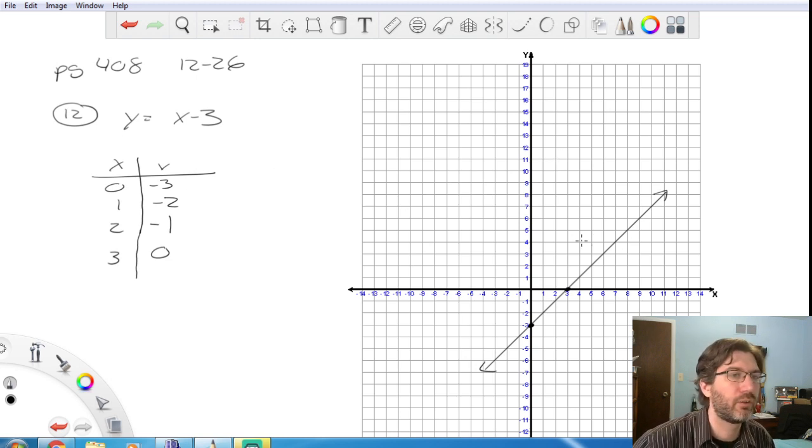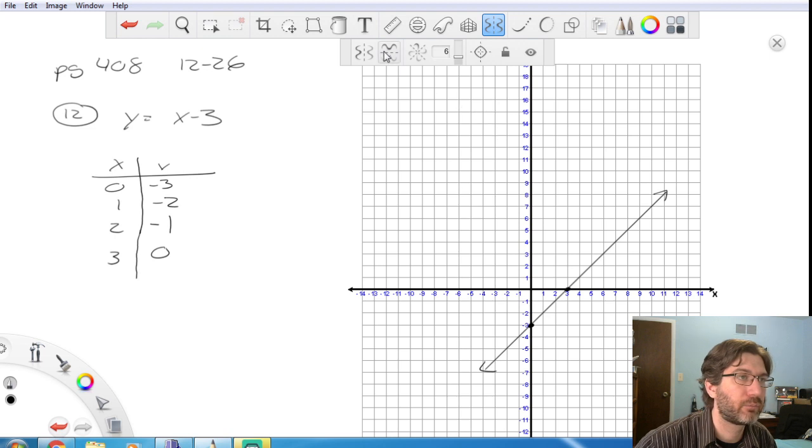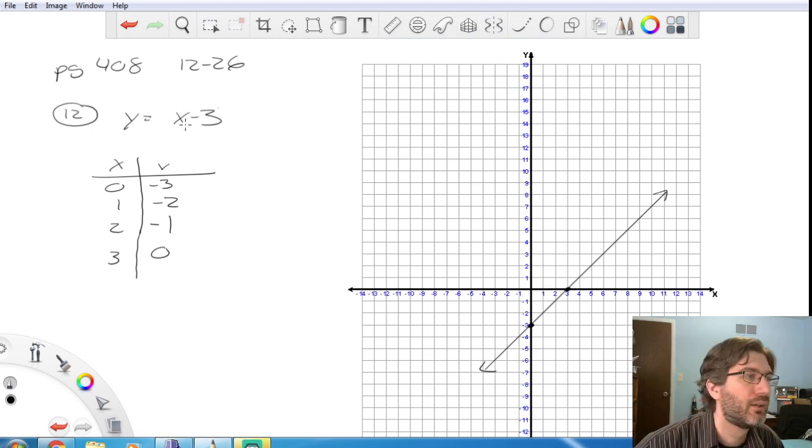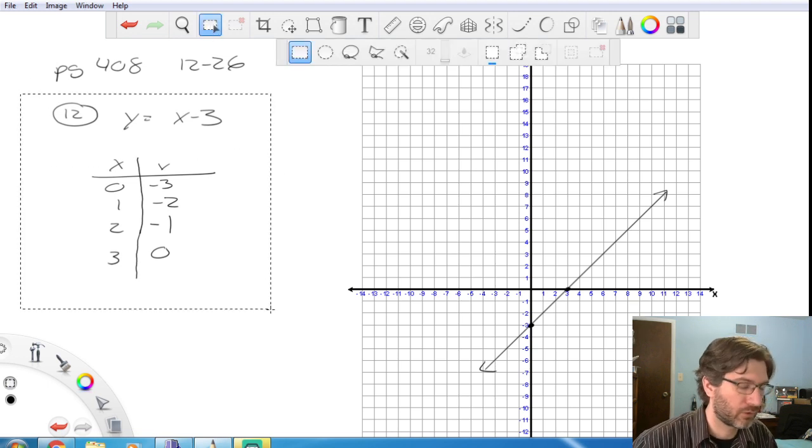Again, just plug it in and do it. You'll note this does pass your vertical line test, so it is a function. So once you graph it, vertical line test should tell you if it's a function as well. But you should also note that, hey, this is going to be a line just because it looks like every other line that you're going to do.